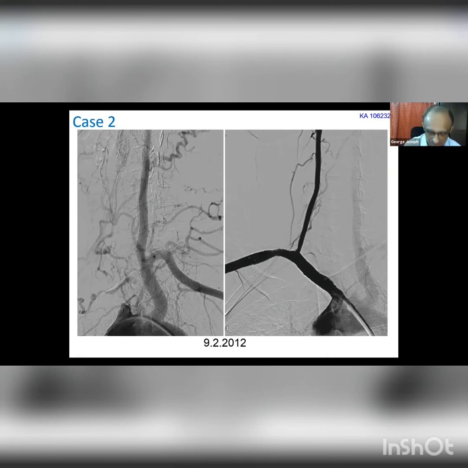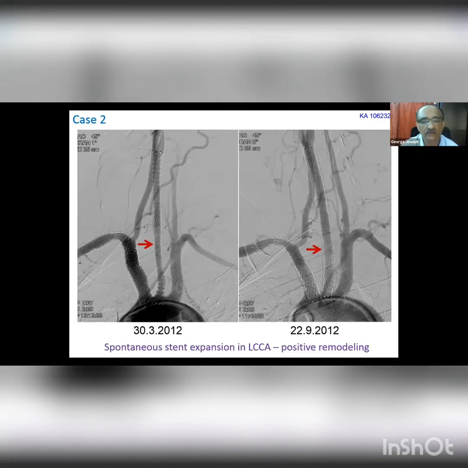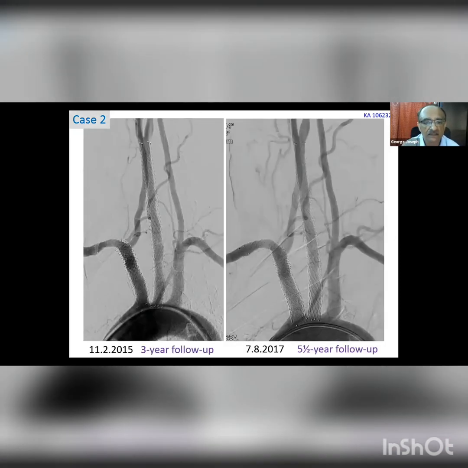So we opened the innominate and got a vertebral to flow, and we opened the left common carotid, and we stented it. And you can see that in this case, the stent has positively remodeled over a period of 6 months, and it has become bigger in size. And this is follow-up at 3 years and then follow-up at 6 years. So this is a case where there was no restenosis, and the stents have all done very well.